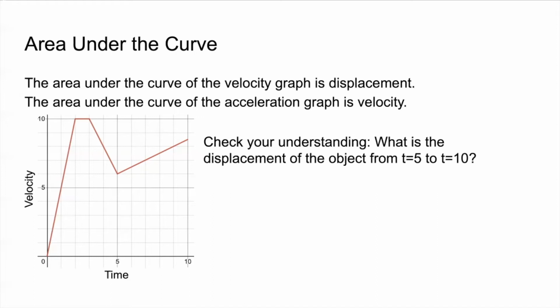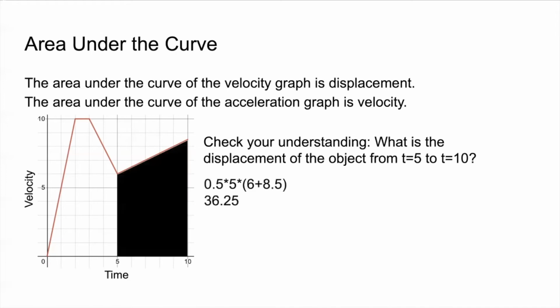To check your understanding, what is the displacement of the object from t equals 5 to t equals 10? The solution will come in 3, 2, 1. So we just determined the area under the curve between t equals 5 and t equals 10. We have a trapezoid, and we use the formula for the area of a trapezoid, and we get 36.25. So the displacement of the object from t equals 5 to t equals 10 is 36.25.